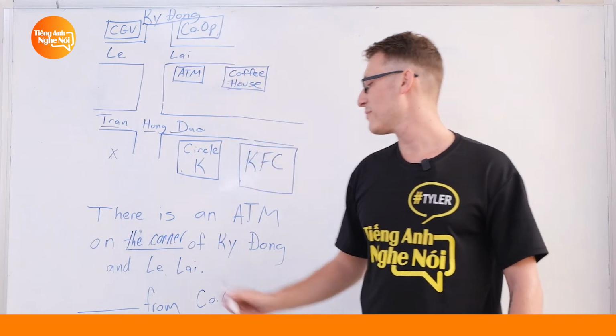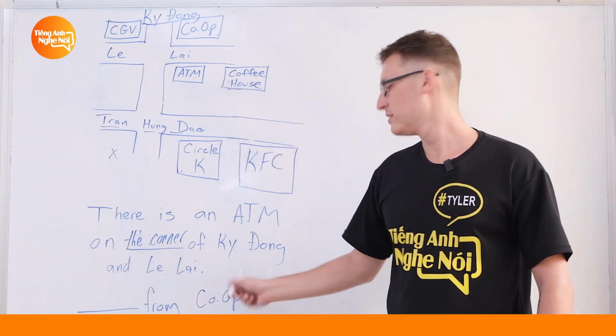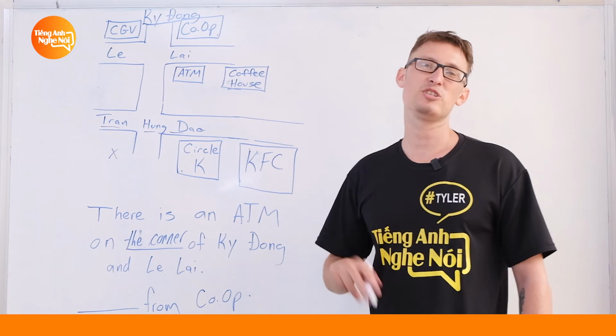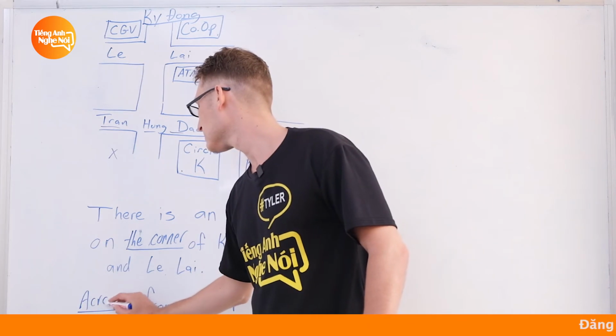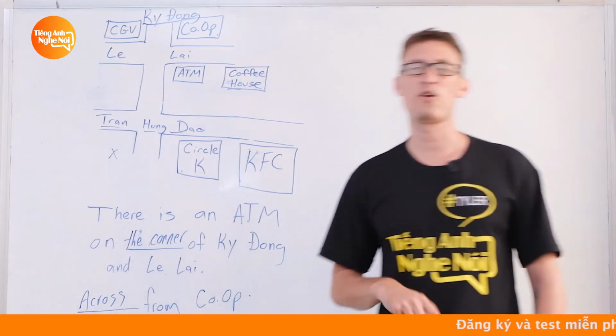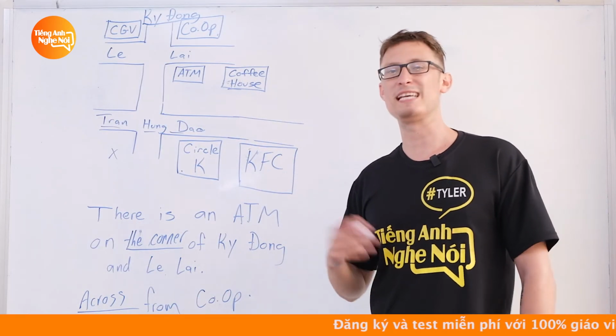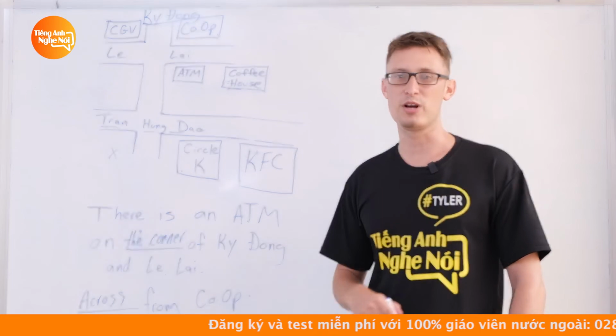And what do we say from here? Across from co-op. What should you say? You should say across from co-op, not opposite from, across from co-op.